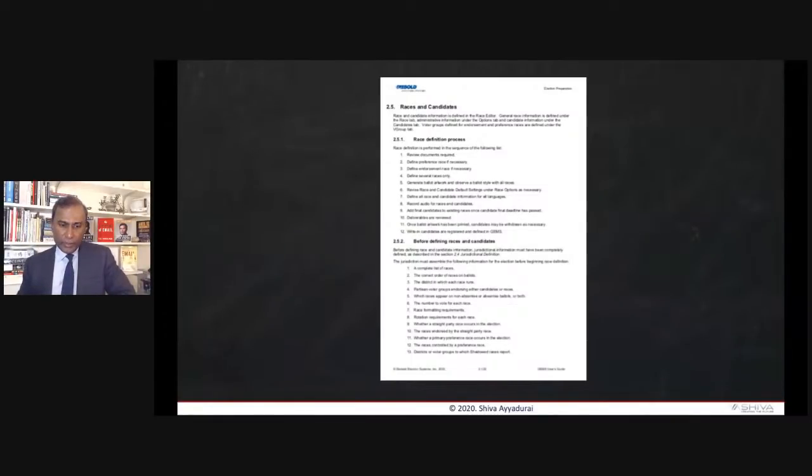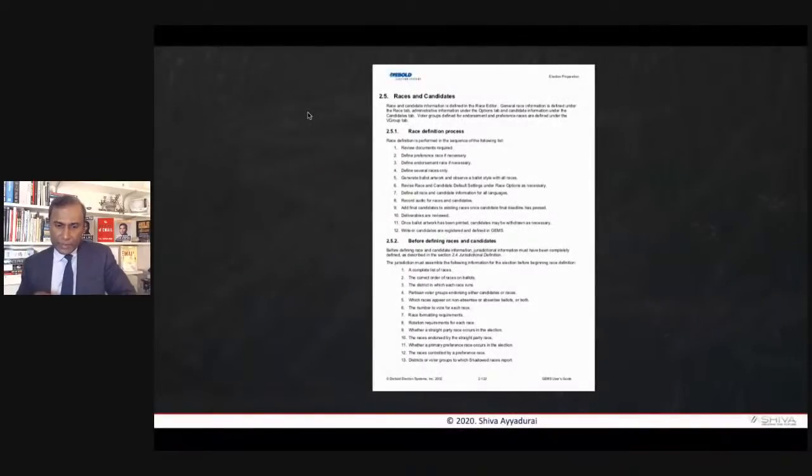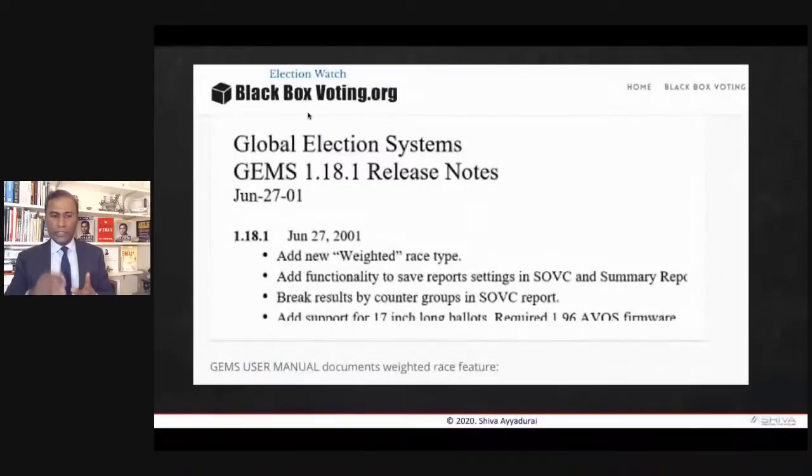What I want to share with you now is that in these systems, and this is on page 122 in chapter 2, when you're setting up these systems, you can set up a type of race. Remember, it could be a two-person race, person A running against person B, and it lets you set up different options. What's interesting that Benny Smith brings out is that in the global election system, in the GEMS 1.18.1 release notes, on June 27, 2001, Diebold introduced a very new type of race. They called it the weighted race. And this is right out of their release notes.